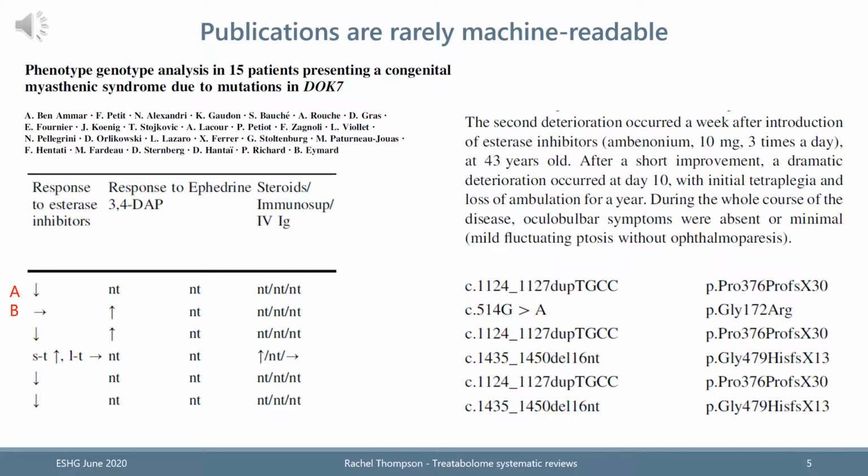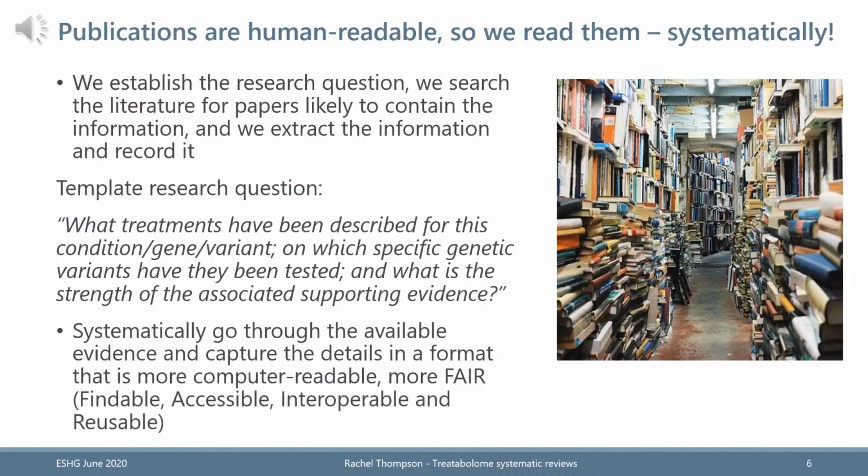What I think they will soon be able to do is point you towards papers like this one, so they can look through the literature and tell you this is a paper that says something about congenital myasthenic syndrome and something about DOK7 and esterase inhibitors and ephedrine, but you still have to go and read the paper yourself to find out how all those elements link together. Okay, so publications are not yet machine readable, but they are human readable. That's what they were designed for in the first place, so that's what we have to do.